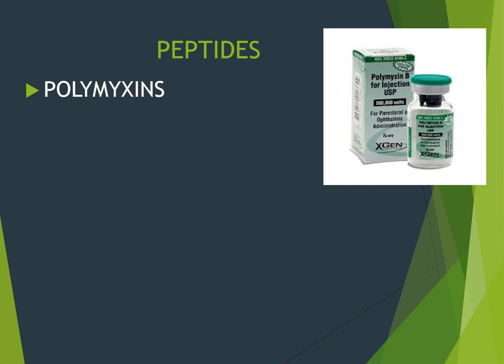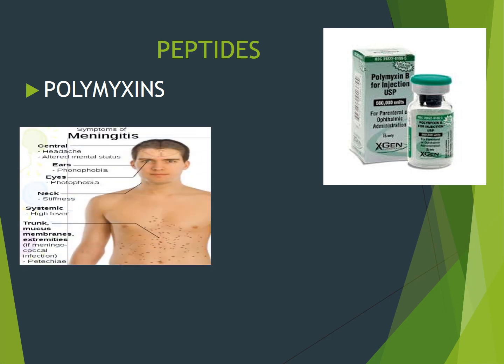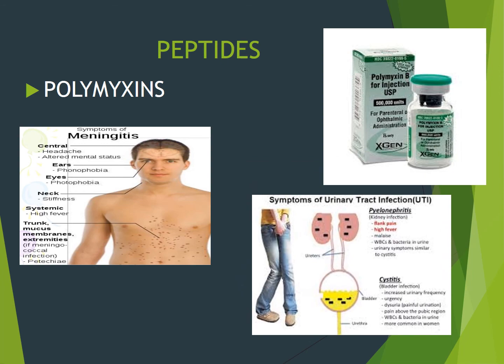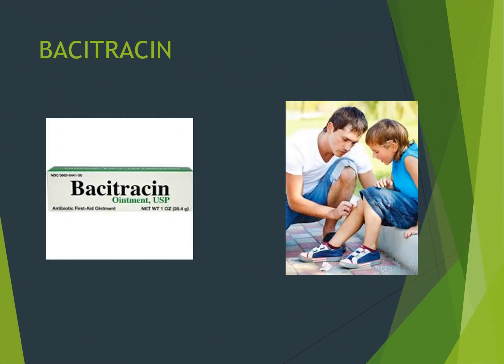You also have polymyxins or peptides, and these can be used with meningitis and urinary tract infections. You also have medications like bacitracin, I think, that are listed in this chapter as well, which we think of as being antibiotic, first stage.